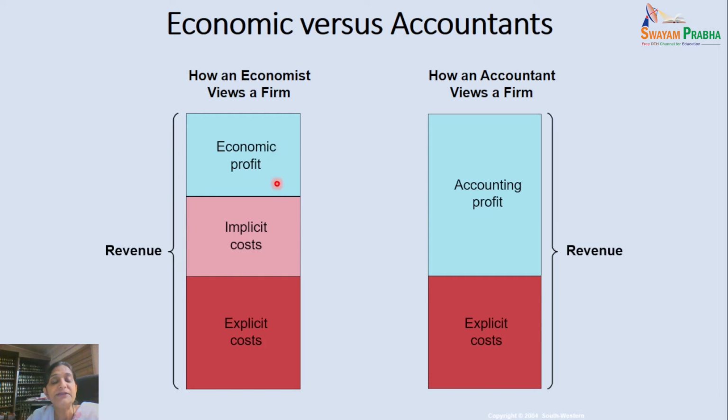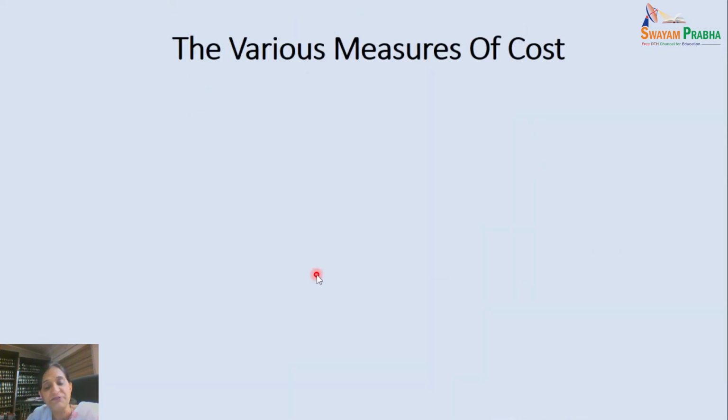So what do you see? There is a difference between the value of profit which we derive from the point of view of economics and the profit which we calculate from the point of view of accountants. According to accountants, the profit would be greater because they will not be taking into consideration the implicit cost. So please remember, whenever we are talking about economics, revenue and cost, we are taking into consideration both the explicit cost and implicit cost. Okay, so that's the difference.